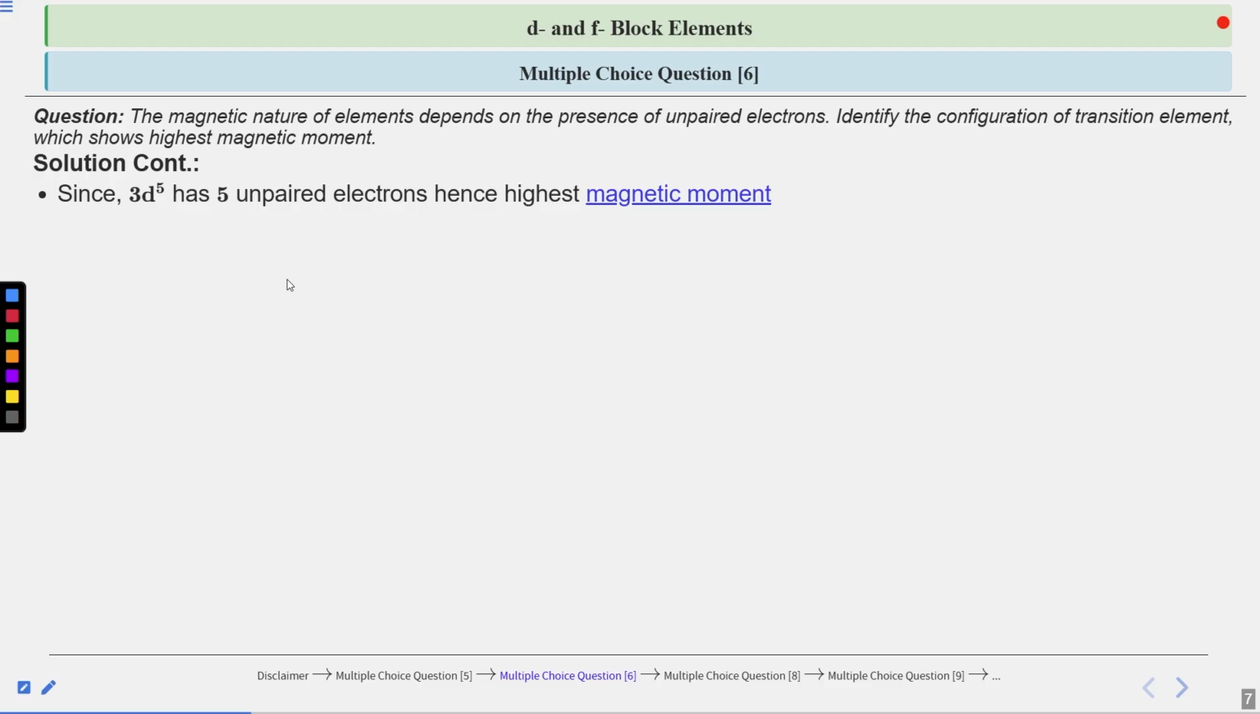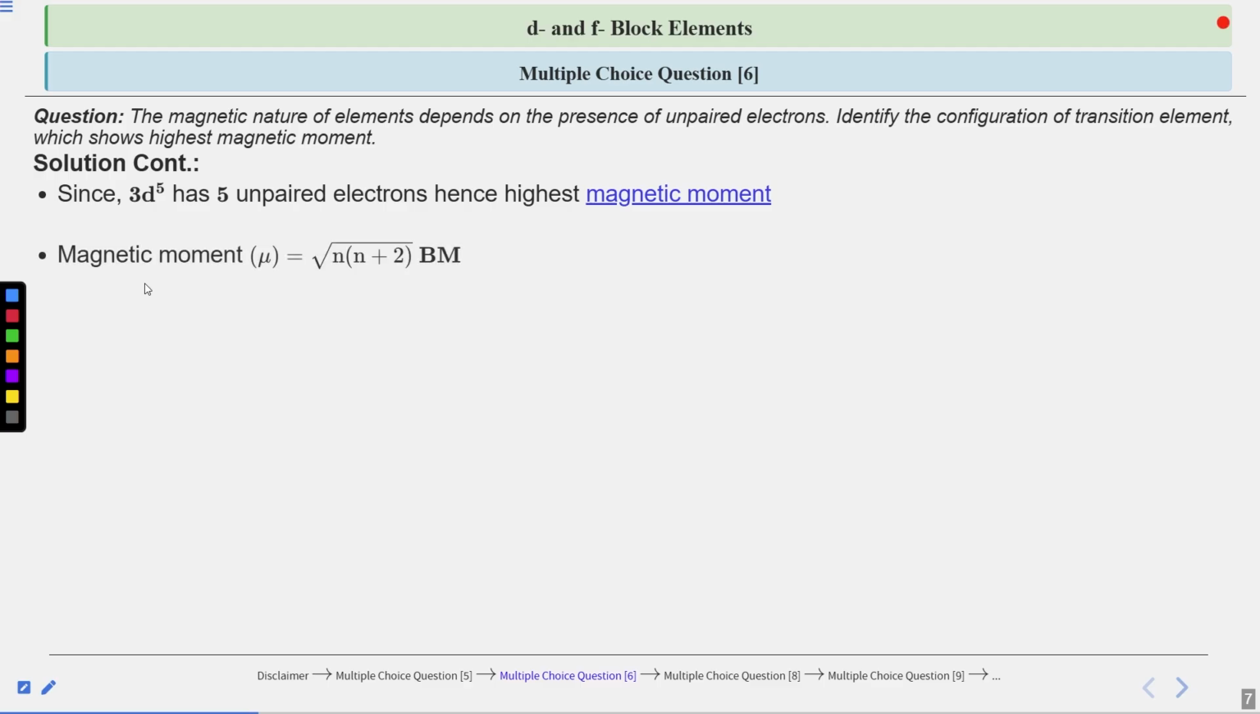Okay, so we have an option given as 3d5. So 3d5 has 5 unpaired electrons in it, right? Which is the maximum that can be attained in the d subshell. Hence, because it has the highest number of unpaired electrons, which is 5, it will also have the highest magnetic moment.